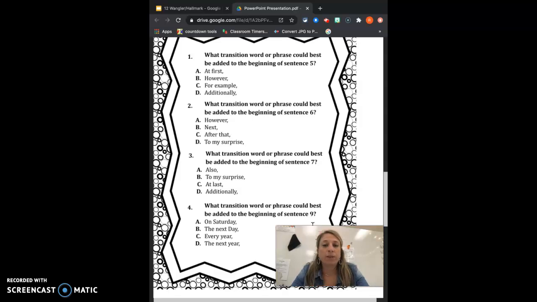So this week we are going to be practicing inserting transition words with lots of different things. So today was just an introduction and a practice, and tomorrow you will have some more work on your own to do.